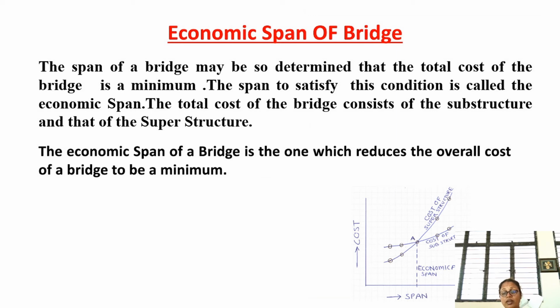Whenever you plot a graph of span to cost, you will be having the cost of the substructure and the cost of the superstructure. Whenever your cost of the superstructure is equal to the cost of the substructure, then that span will be the most economical span.